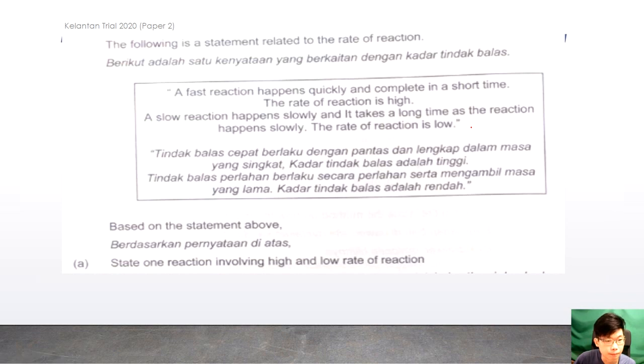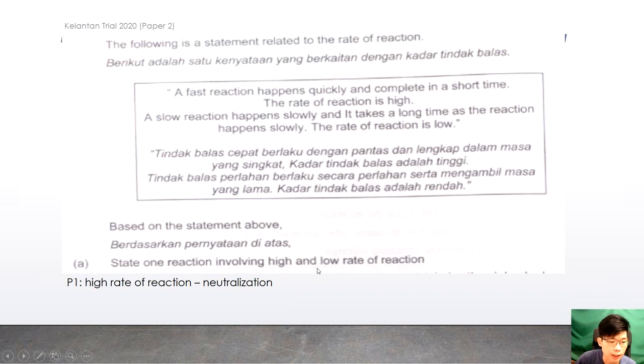Next question. The following is a statement related to the rate of reaction. A fast reaction happens quickly and completes in a short time. The rate of reaction is high. A slow reaction happens slowly. It takes a long time. The rate of reaction is low. Based on the statement, state one reaction with a high rate and one with a low rate. You can just mention one high rate of reaction and one low.